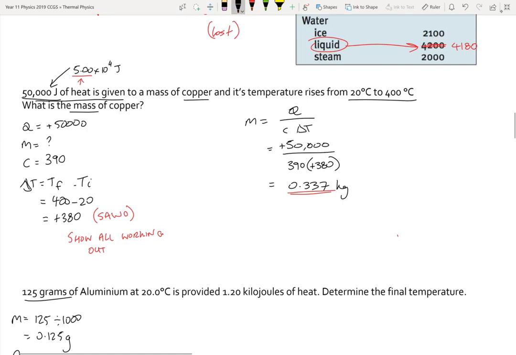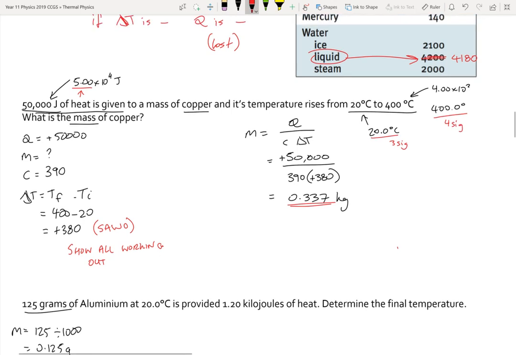And then down here, I would probably change that to 20.0 degrees Celsius. And this one, either 4.00 times 10 to the 2, or I could give you 400.0. I could add an extra. In which case, we're now at 3 sig and 4 sig. Okay? So, look, I apologize. That should really... We're not going to round it to 1 sig fig.